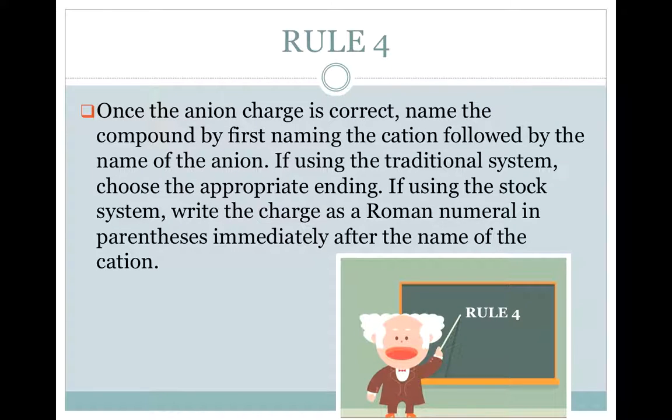Once the anion charge is correct, name the compound by first naming the cation, followed by the name of the anion. If the element can have more than one charge, you need to give both names, both the stock system, which is the Roman numerals, and the standard or traditional system, which is the -ic or -ous ending.